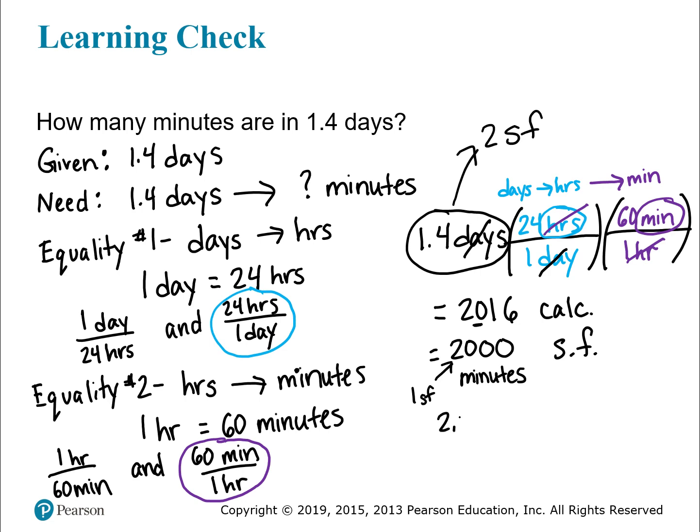So we have to rewrite it in scientific notation. That way, we have 2 sig figs, which is what's required for the problem.